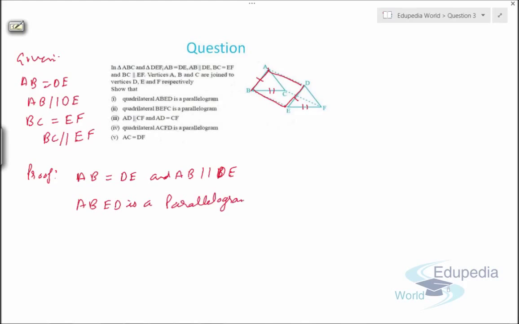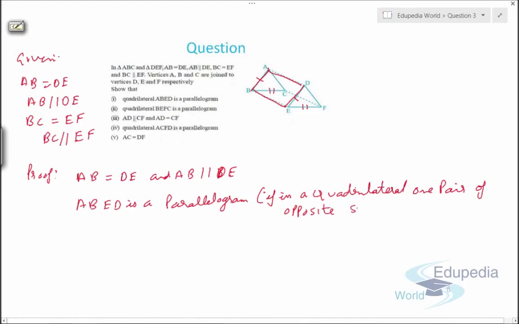So why is it a parallelogram? Because if in a quadrilateral one pair of opposite sides are equal and parallel, it's a parallelogram. Now this is the first part.